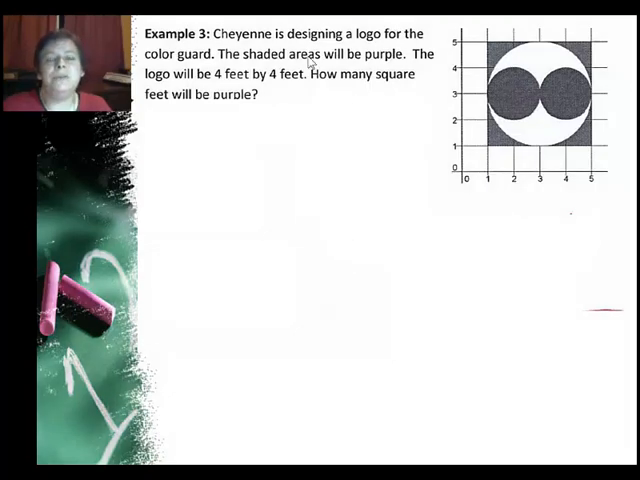On to example 2. Cheyenne is designing a logo for the color guard. The shaded areas will be purple, and the logo is 4 feet by 4 feet. So if you count this, that's 4 feet, and that's 4 feet. So how many square feet will be purple?